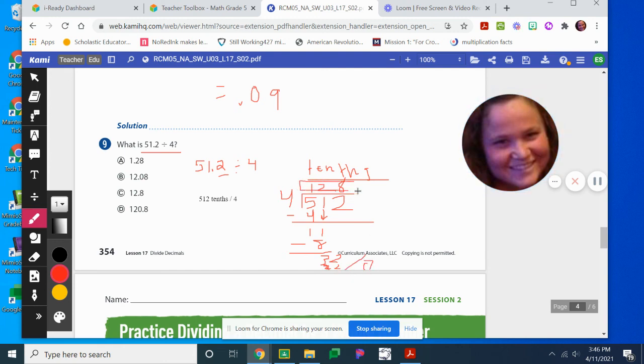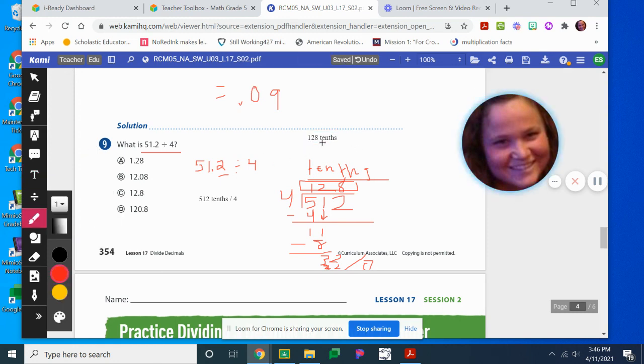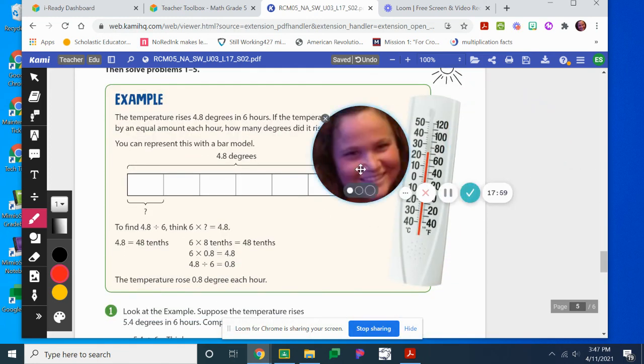So I've got 128. But remember, I have 128 tenths. So if I have 128 tenths, that means that my 8 right here needs to land in the tenths place. Therefore, I have 12 and 8 tenths. So C is the correct answer. Don't forget, if you're going to do it this way, you have to remember, boys and girls, what place value you're working in. All right, that is all I have for you today.